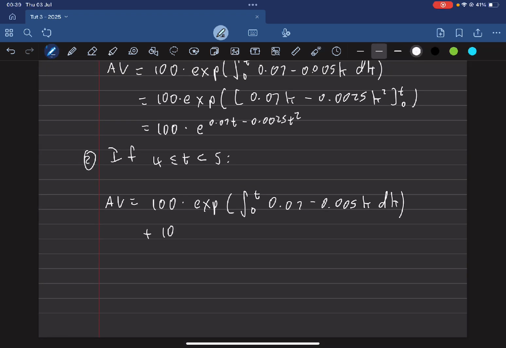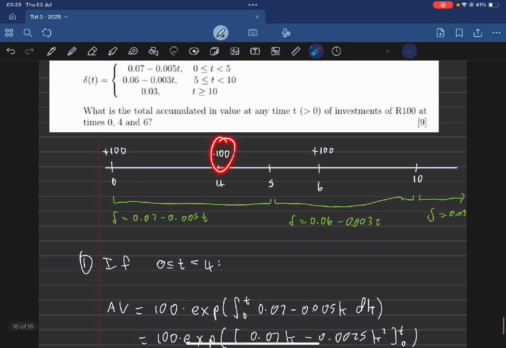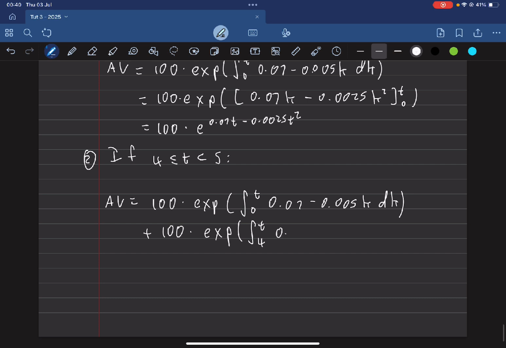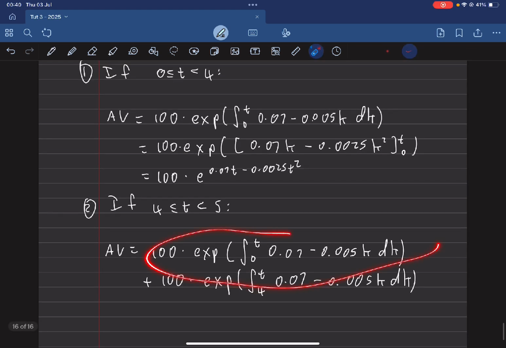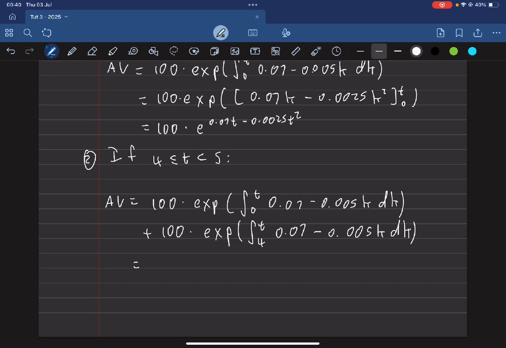Okay, so that's moving the first one. We need to add 100 times e to the power of the integral. So now it's not from 0, it's from time 4 to time t. So we're moving this one from 4 to t, which is some arbitrary point here. Okay, and 0.07 minus 0.005k, dk. Okay, so this looks exactly the same as what you did in the first one, so we can actually just keep that. So that first one is going to become 100 times e to the 0.07t minus 0.0025t squared.